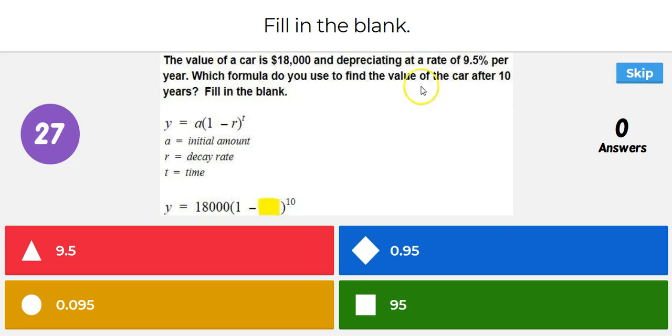Good. And so now we're just rewriting this formula for exponential decay. We're putting in our initial amount, the 18,000. We want to know the value after 10 years decreasing at the rate of 9.5%. Remember to change a percent to a decimal, divide it by 100 because that's 9.5 out of 100, which is 0.095.